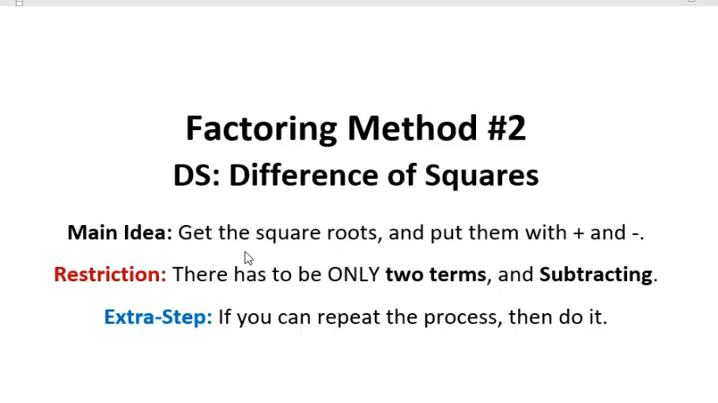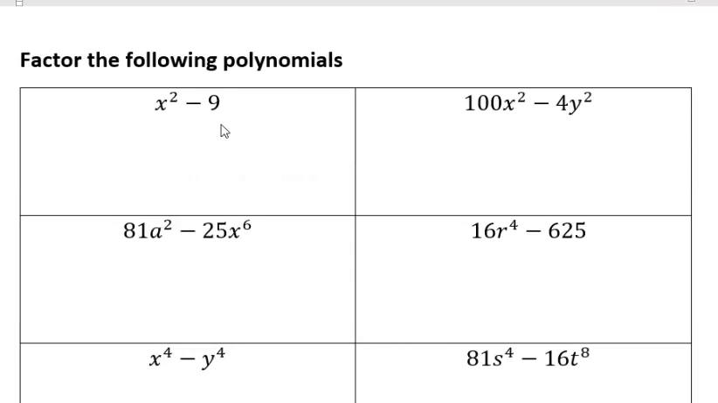Okay? Also, there's an extra step. Sometimes, even if you get the square roots and you put them with plus and minus in parentheses, you're going to see that sometimes you can still get square roots in the other parentheses, and you can repeat the process. So every time you can repeat the process, do it. Keep repeating the process until you cannot get square roots. Okay, so that's something that we need to remember. Okay, let's solve some exercises.